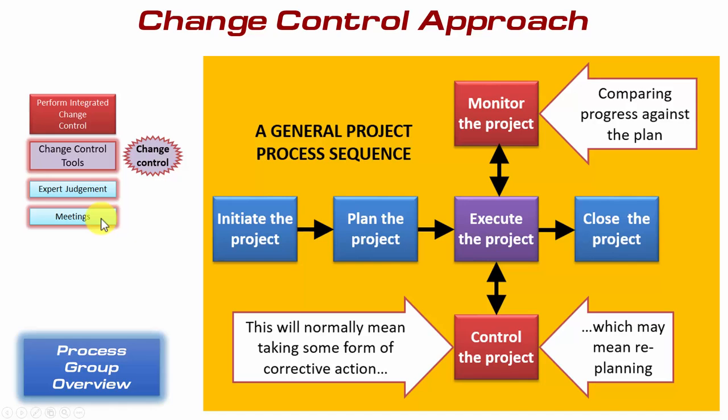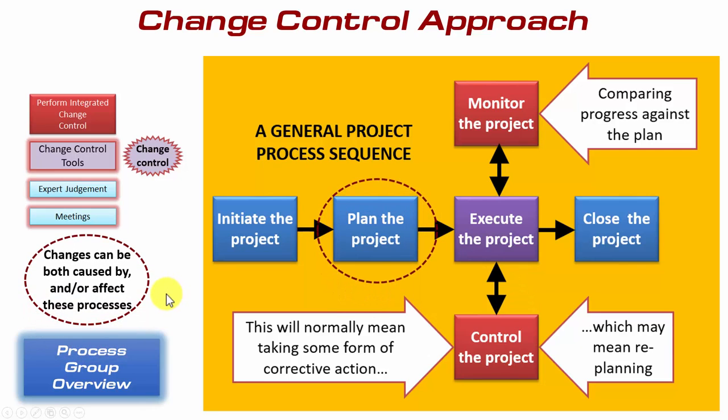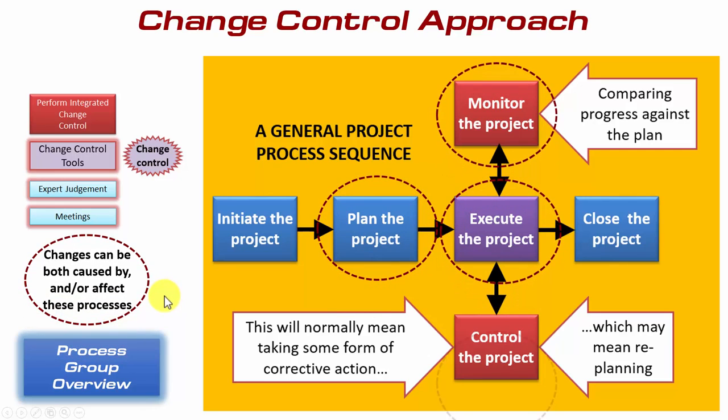But where confusion occurs is that this general process sequence is in fact iterative. Yes, you plan the project at the beginning, but as you go through the project, you'll want to update the plans and, with appropriate authority, update the baselines as well. You'll be continuously monitoring the project throughout, comparing the progress to plan, and then taking corrective action. Many times, those corrective actions will need to go back and replan the project. So the iterative loop here is because changes can both be caused by and or affect these particular processes.